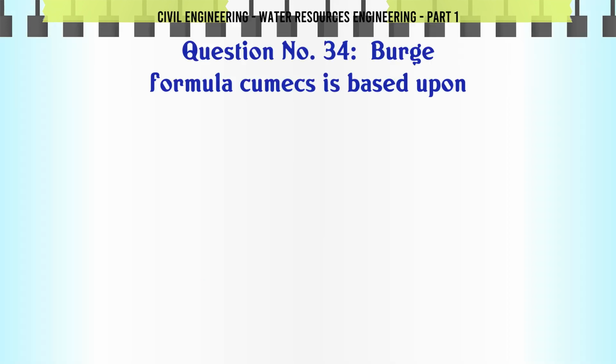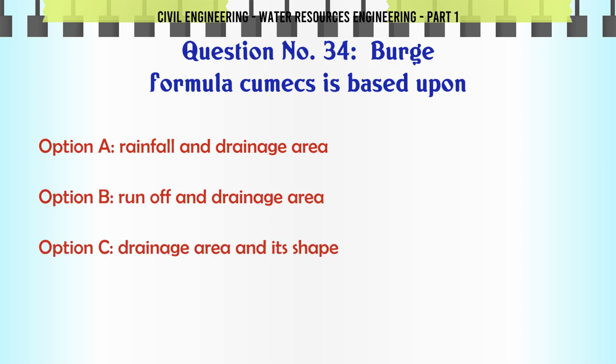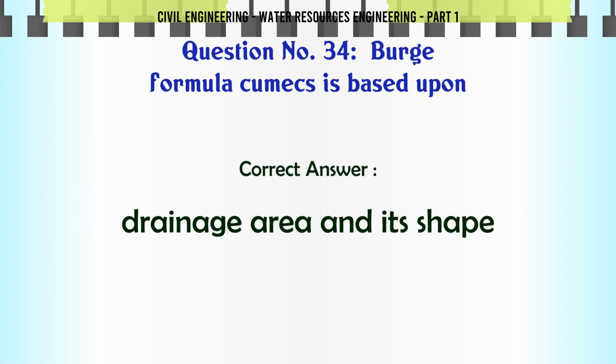Burge formula for discharge in cumecs is based upon: A. Rainfall and drainage area, B. Runoff and drainage area, C. Drainage area and its shape, D. Drainage area. The correct answer is drainage area and its shape.